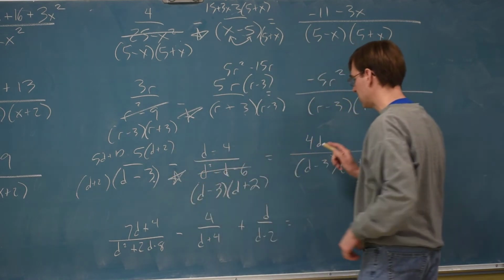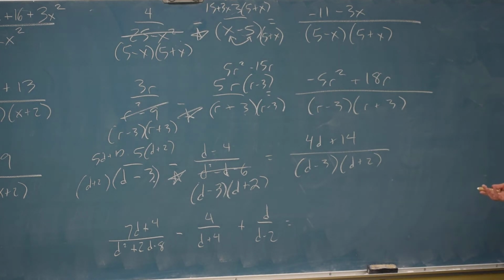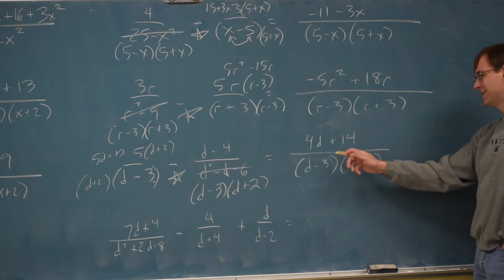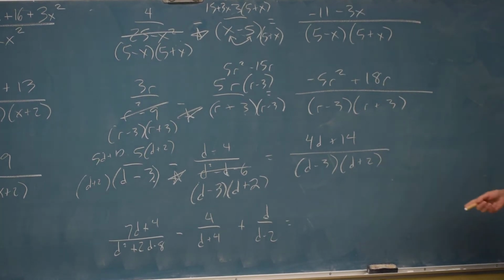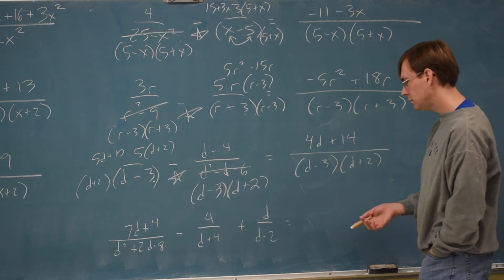So 10 plus 4 is 14. You could factor off a 2 from the top, but since it leaves you stuck with 7s and there's no other 7s, there's no need to do that. You can't cancel, so it doesn't really matter if you factor.